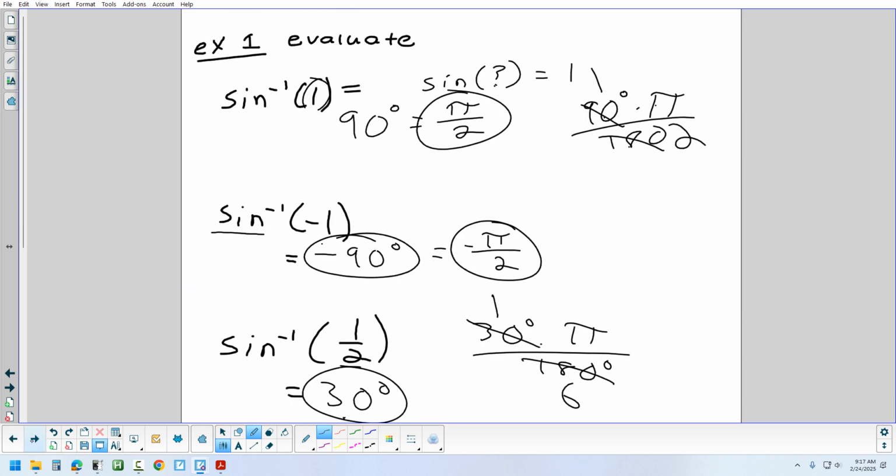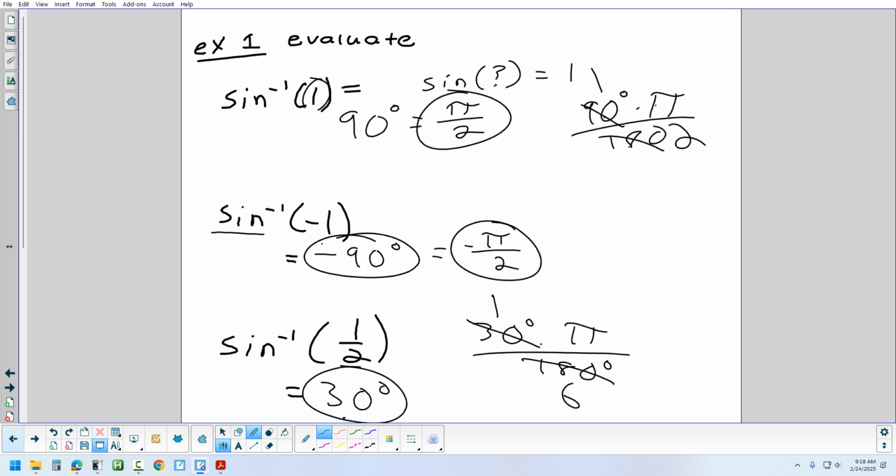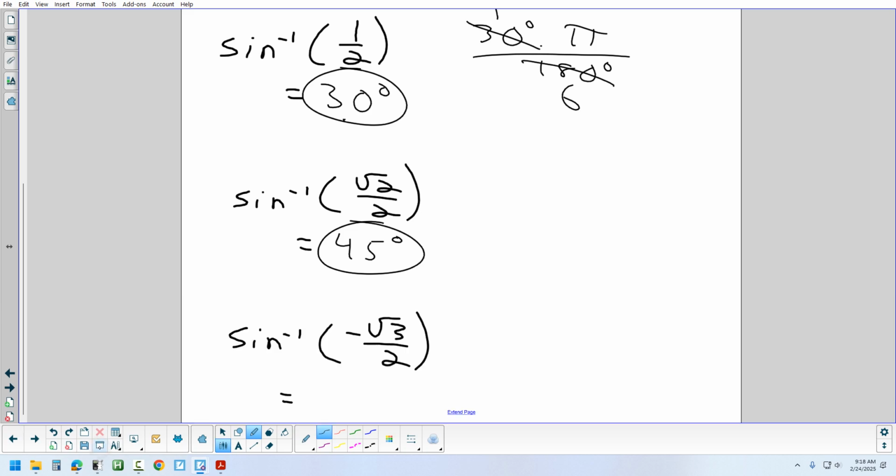Okay. So out of those 4 that we have circled, which one is between -90 and 90? 45. You'll never have more than one. Okay? 45 is the only answer. Okay. Any question on that?